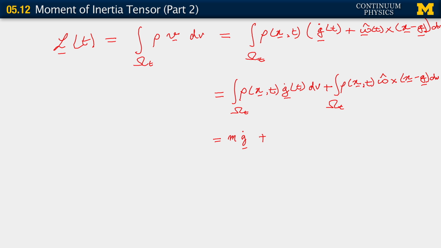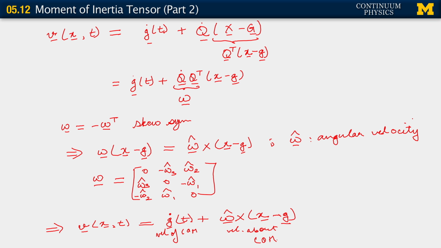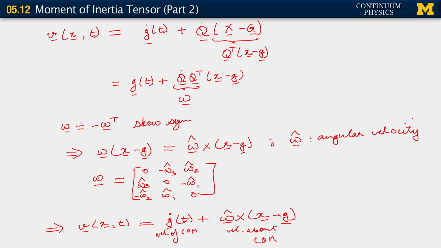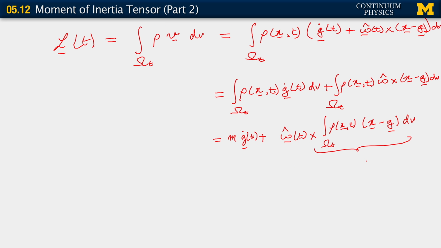Okay, so now let's look at what else we get here. Omega hat is a function of time alone, right? So we can write the second integral as omega hat, a function of time, and g dot is a function of time as well. So we have omega hat of t crossed with the integral over omega t of rho of x comma t times x minus g, d little v. But you remember the result that we proved two slides ago, up there at the very top, saying that the integral of rho times x minus g dv is 0. We invoke that here, and we see that this contribution goes to 0.